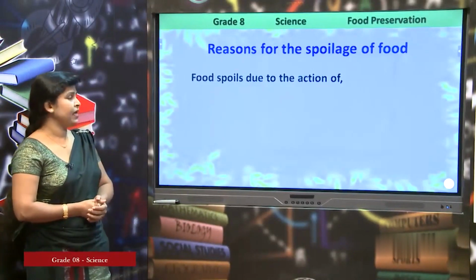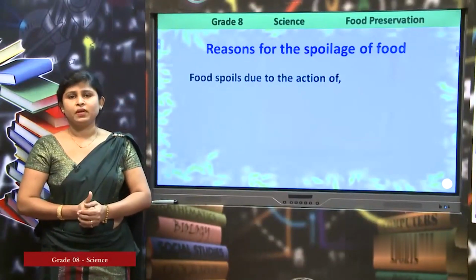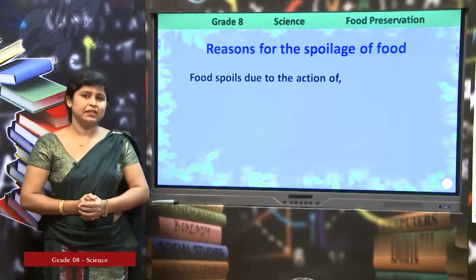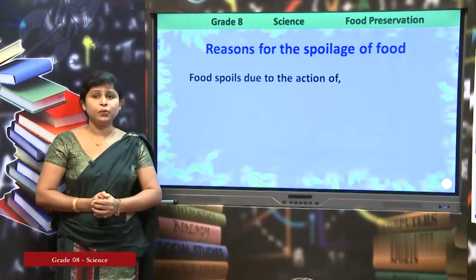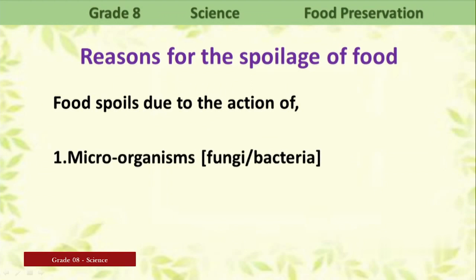Reasons for the spoilage of food. Now we are going to learn about different reasons for the spoilage of food. There may be various reasons, but they can be categorized into 2 main reasons. Number 1, food spoils due to the action of microorganisms, especially fungi and bacteria.